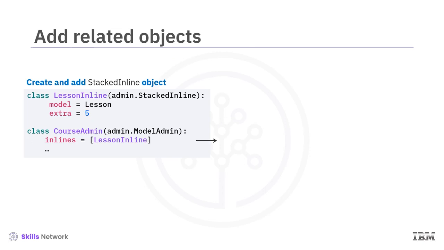Instead of adding each model one by one using its own admin form, we can add course and lessons together on one form using admin.StackedInline or admin.TabularInline objects. We can create a lesson inline object by specifying its model to be Lesson and extra to be 5, which means we want to add 5 extra lessons together with a course at the same time. In the course admin object, which defines the course admin form, we add an inlines list to include the lesson inline class we defined.